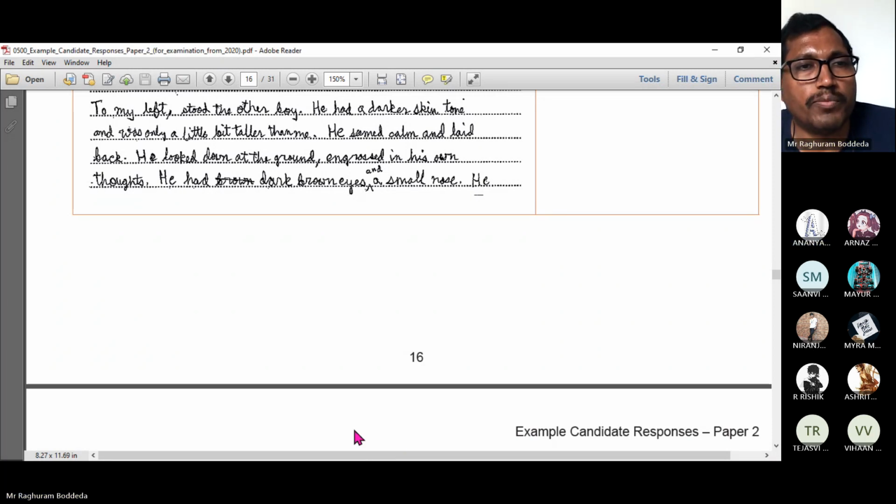Yes, sir. To my left stood the other boy. He had a darker skin tone and was only a little bit taller than me. He seemed calm and laid back. He looked down at the ground, engrossed in his own thoughts. He had dark brown eyes and a small nose.